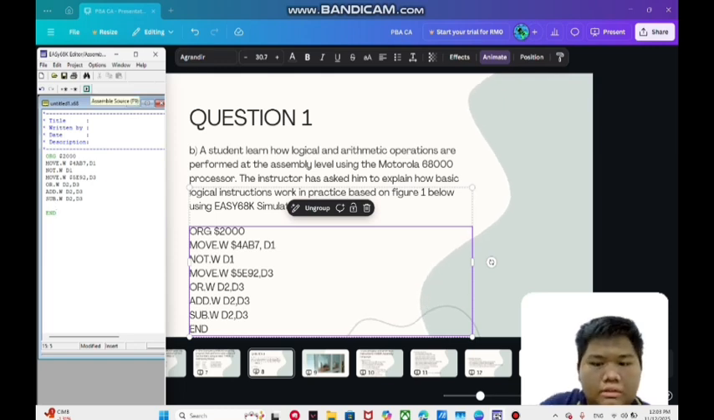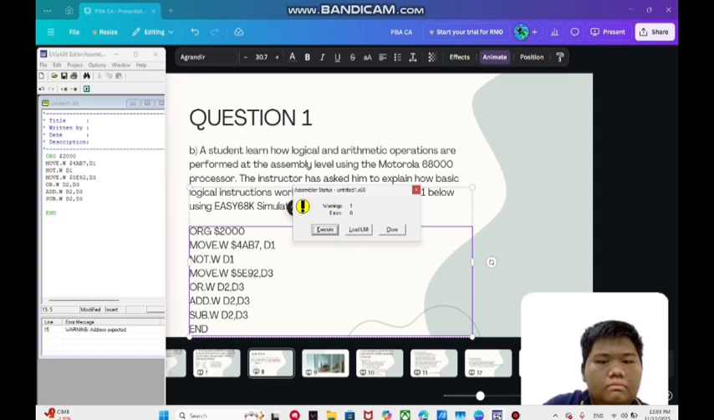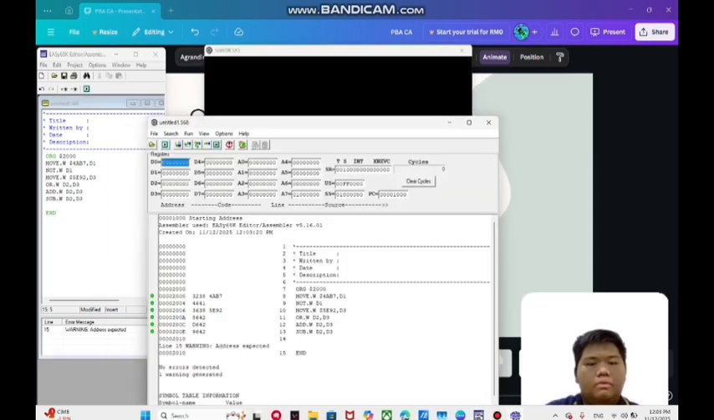And now we're gonna run it. Okay. Right here, the ORG main origin 2000, which means it's gonna start at 2000. Move.w means a 4-digit number in D1 is gonna be in D1 at the back, which right here we have 4AB7 into D1.